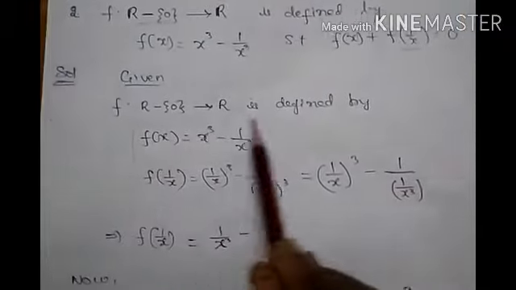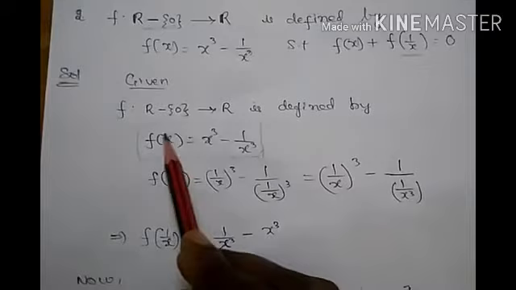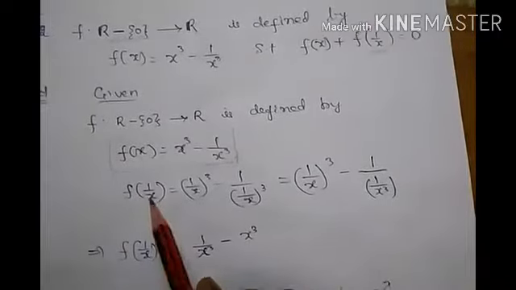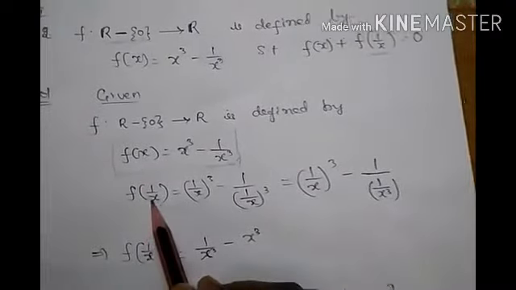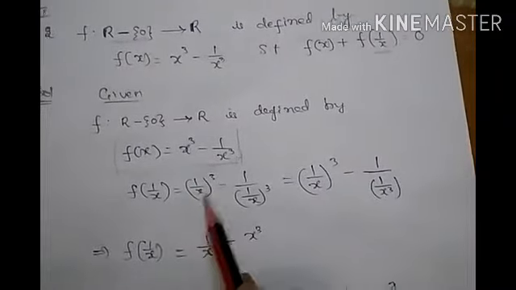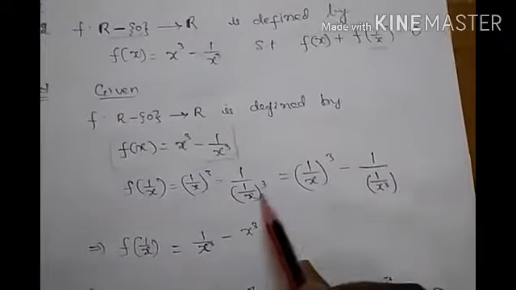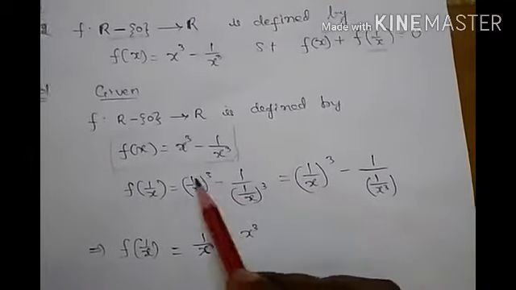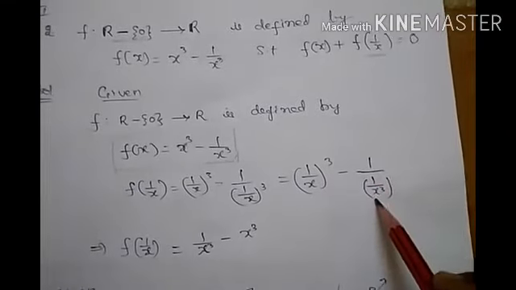In this given function, we replace x with 1 by x. That means substitute x is equal to 1 by x. f of 1 by x is equal to, in place of x write 1 by x whole cube, minus 1 by, in place of x write 1 by x whole cube. That is equal to 1 by x whole cube minus 1 by x whole cube.